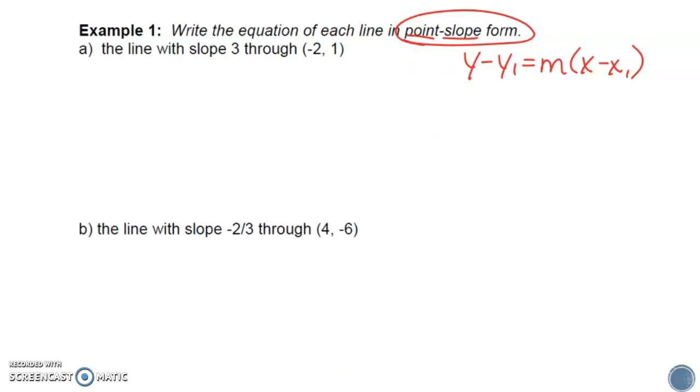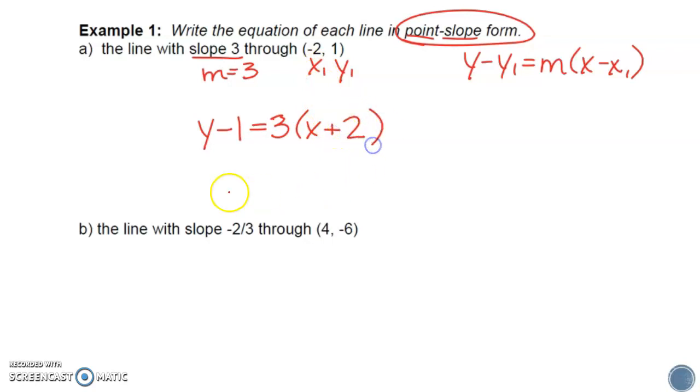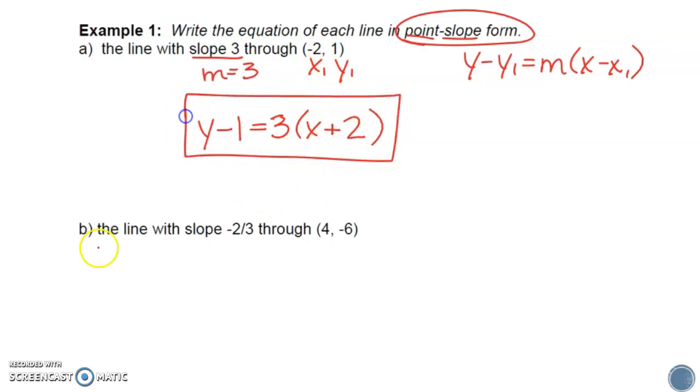So in part A, it says that it wants the equation of the line with the slope of 3. So your m value will be 3, and it needs to go through the point -2, 1. -2 is your x1, and your 1 is y1. So I'm going to substitute those values into my formula. I have y minus y1, so that would be 1, equals m, which is 3, times x minus x1, which is -2, so I'm going to change my sign and put x plus 2. This is what I'm asked to find for number 1a.